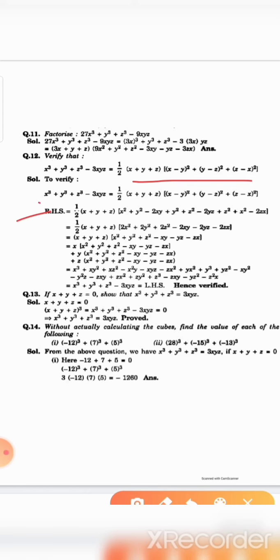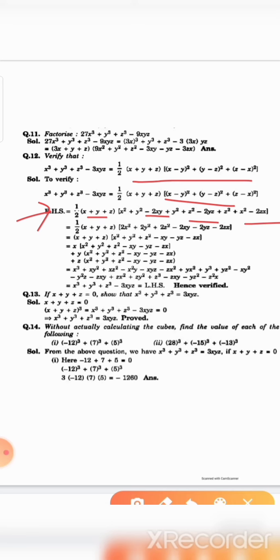So first we write the RHS and, squaring, expand all the whole square terms. So the step is 1/2 x plus y plus z, and the second bracket x square plus y square minus 2xy plus y square plus z square minus 2yz plus z square plus x square minus 2zx. Now here x square appears 2 times, so it is 2x square, y square 2 times, so it is 2y square, and z square 2 times, so it is 2z square, and the last terms are minus 2xy minus 2yz and minus 2zx.